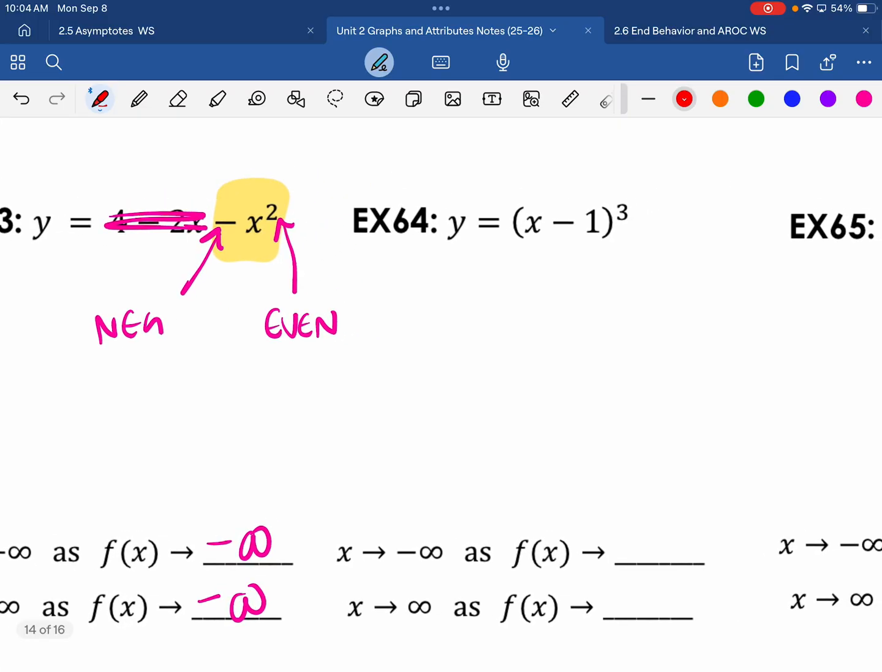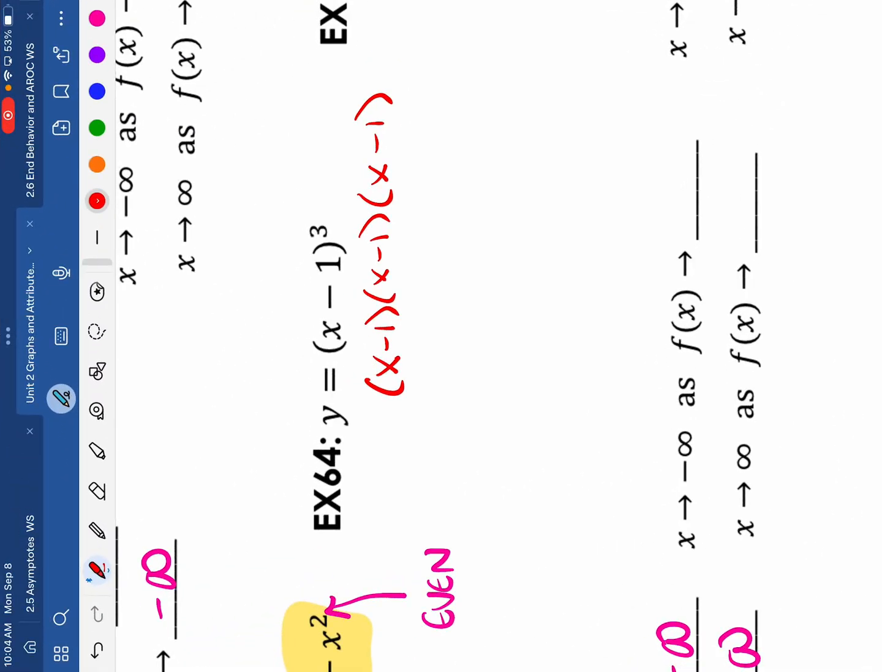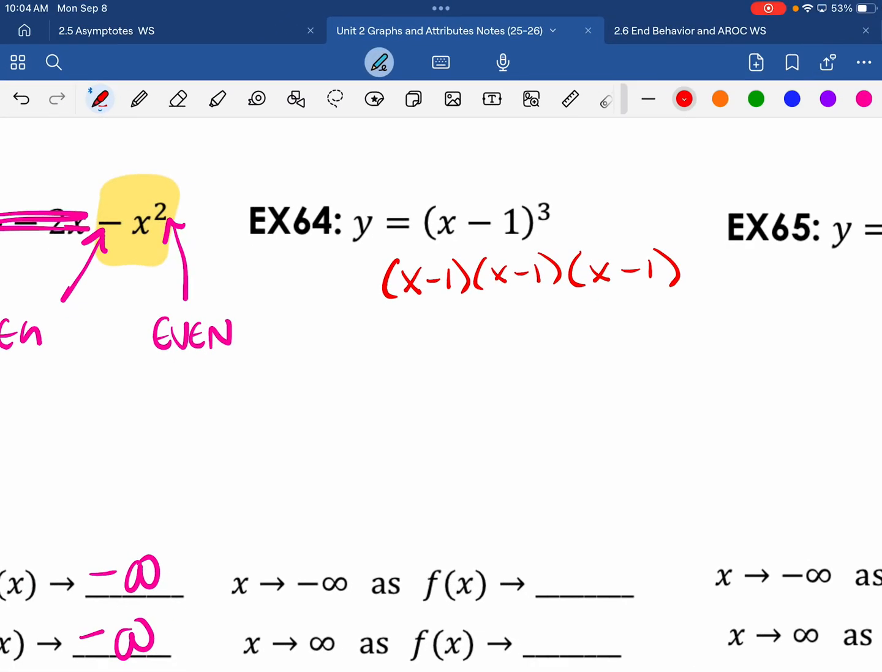All right, 64. All right, so now we're going to start talking about some of these tricky ones. So x minus 1 cubed is the same thing as x minus 1 times x minus 1 times x minus 1. Now, do you want to multiply all of this out? No. And since we only care about the biggest term, I can just multiply all the big guys together.